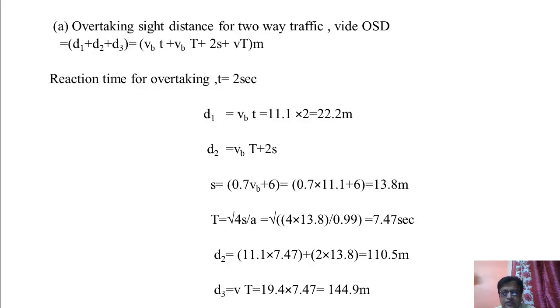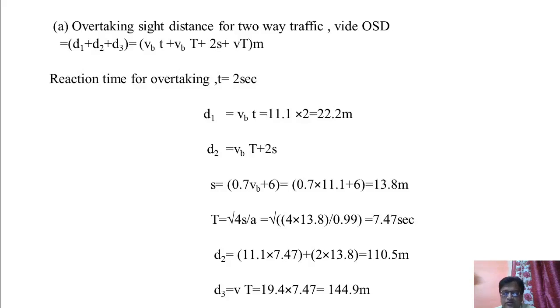So d2 is VB into T plus 2S. Here T is unknown, S is also unknown, so just calculate the values of S and T. What is the formula for S? It is 0.7 VB plus 6. It is 0.7 into 11.1 plus 6 meter. If it is in kmph, you need to use 0.2 into capital VB. If it is in meter per second, it is 0.7. So S is 13.8 meter.